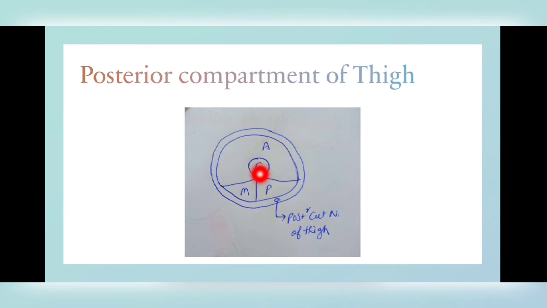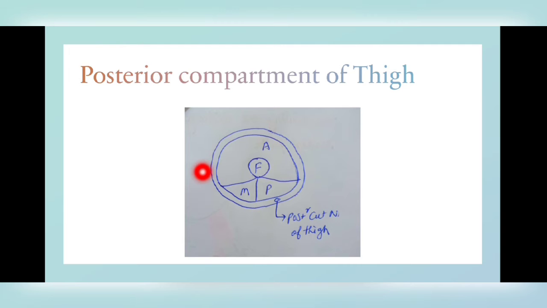This is femur, this is linea aspera, this is medial intermuscular septum, intermediate intermuscular septum, and lateral intermuscular septum. These septa divide this thigh area into anterior compartment, medial compartment, and posterior compartment. The outermost covering is skin. Deep to skin lies superficial fascia, then deep fascia, and this is the posterior cutaneous nerve of thigh.